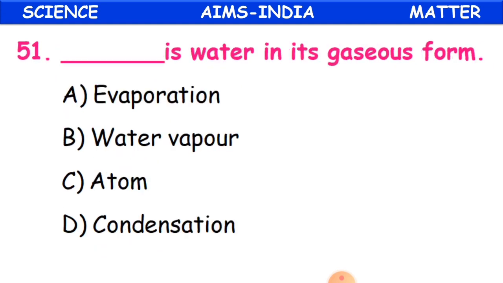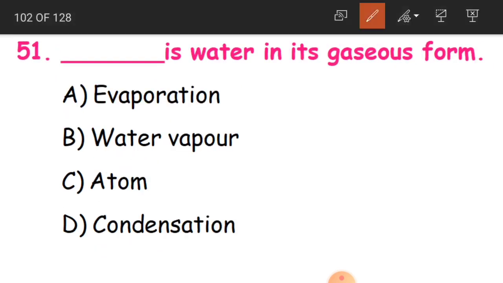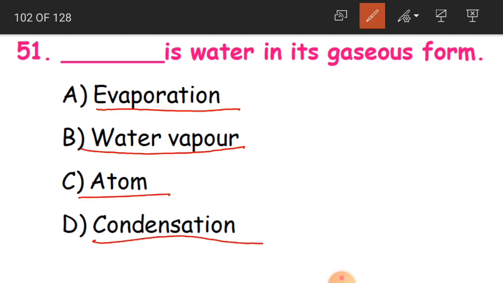Okay, now 51st question: dash is water in its gaseous form. Dash is water in its gaseous form. So evaporation, water vapor, atom and condensation. The answer is water vapor. Water vapor is water in its gaseous form. It is nothing but water only. But in which form is it? It is in the gaseous form.